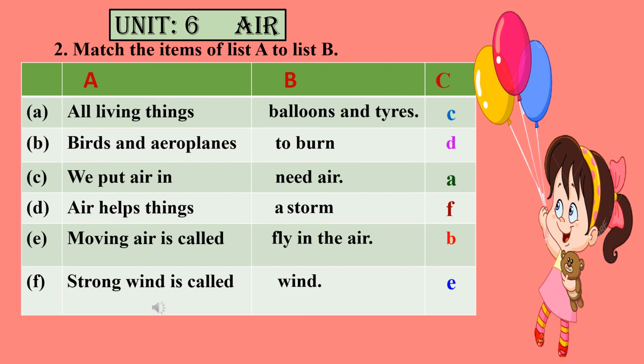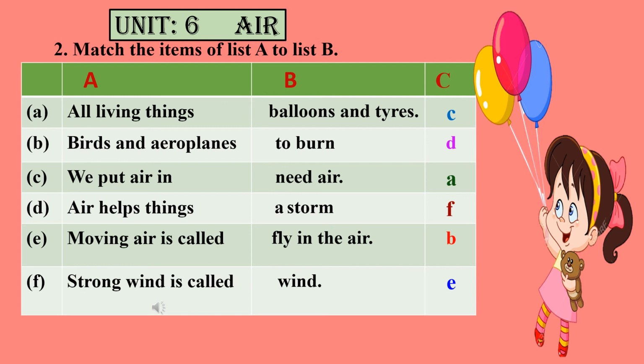E, moving air is called. What is moving air called? Wind. Yes. So the answer of E, or the second part of E, is wind. Okay, so you have to write E in front of that wind. F, strong wind is called. What is strong wind called? Yes, a storm. I have shown you there was a storm in the sea. Okay, so strong wind is called a storm. In front of that storm, you have to write F, because it is sentence F.